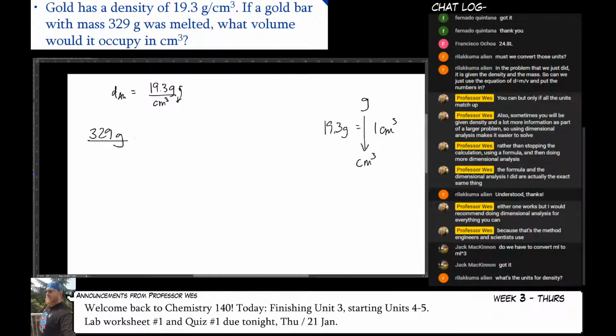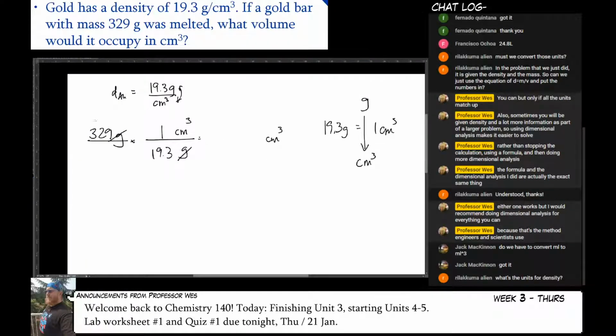So we'll just set up the units to cancel out grams and turn it into a volume. There you go. And then I'll put the numbers in. 19.3 grams per cubic centimeter. And we'll go to the calculator. 329 divided by 19.3, 17.04663. That's way too many sig figs.